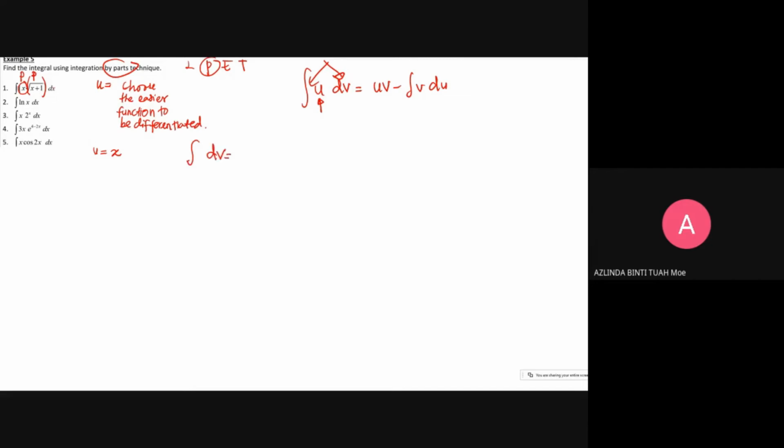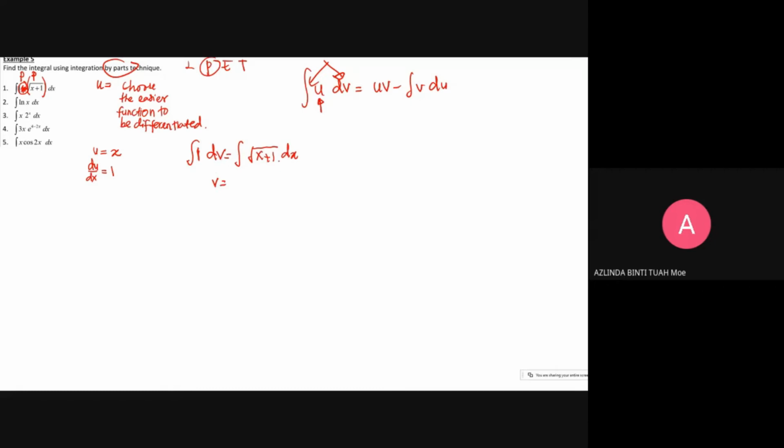So, x ni saya dah ambil. Yang tinggal integral square root x plus 1 dx. U differentiate, second part integrate. Okay, differentiate du per dx equals to 1. Integrate 1, we have 1 here. Integrate 1 with respect to v is equals to v.